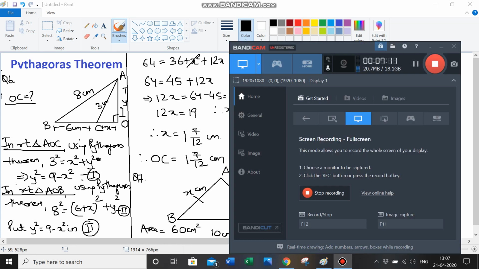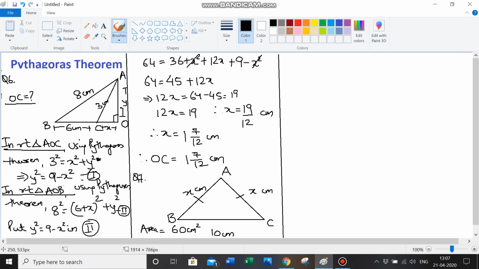So this brings me to the next question we are solving, which is question number 7. Question 7 says in a triangle ABC, AB is equal to AC is equal to x. So it's an isosceles triangle. AB is equal to AC is equal to x. BC is equal to 10, and the area is 60 centimeters square.